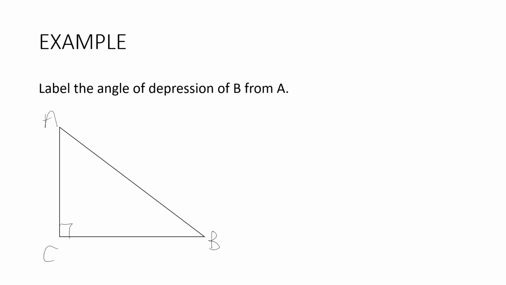How about labeling the angle of depression of B from A? So we're positioned here and we're looking down at B. Now, a common mistake is to think that it's this angle here between the vertical and where you're looking down to the object, but it's not. Remember, it's from where you're looking straight out. So when you're doing the angle of depression, you need to construct an additional line. So here's our horizontal, and it's from where we're looking out down to the object. So it's this angle in here.